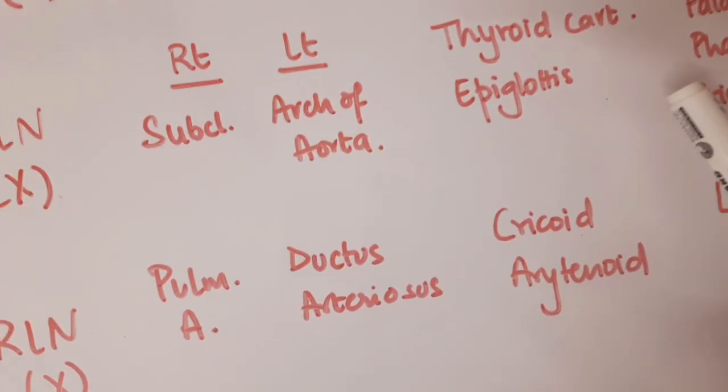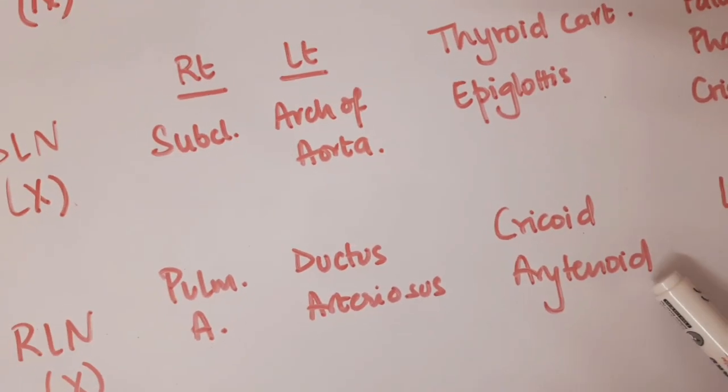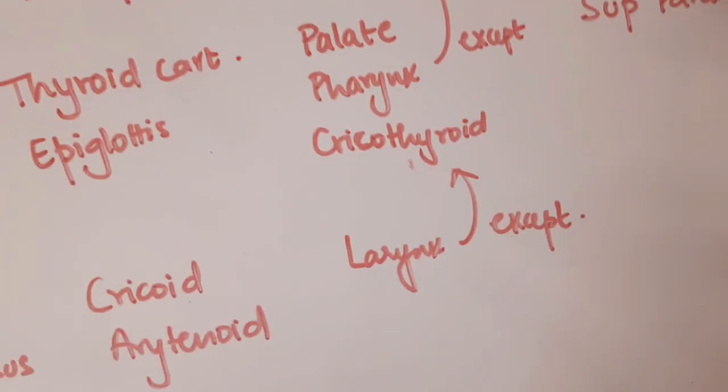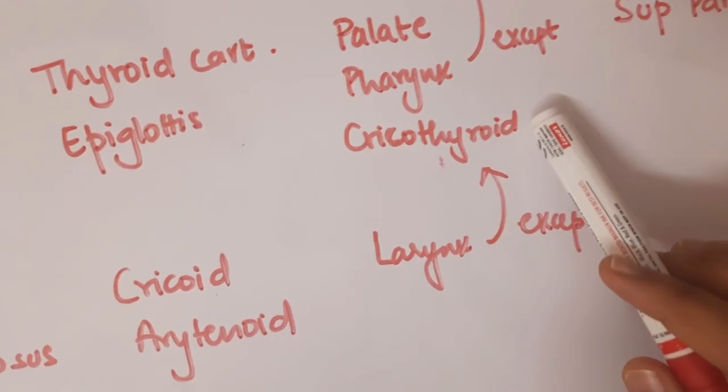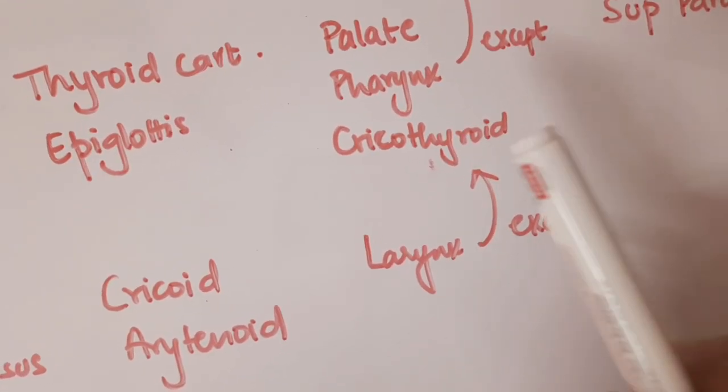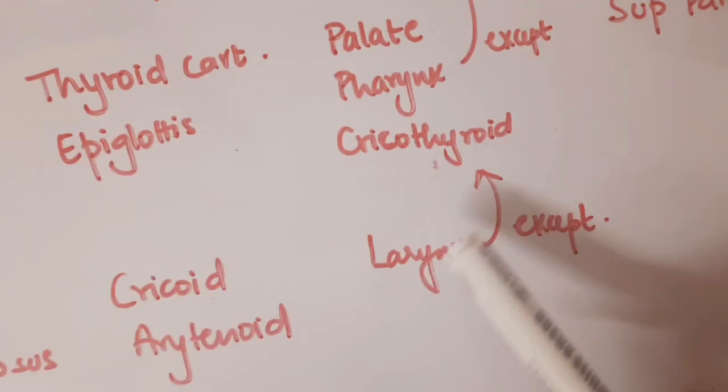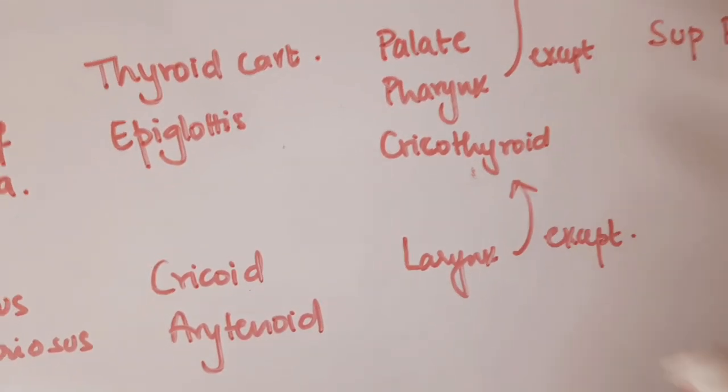Then in the skeletal elements, we have the cricoid and arytenoid cartilages. In the muscles, we have all the muscles of the larynx except the cricothyroid muscle, which we know comes under the fourth arch. So all the muscles of the larynx except the cricothyroid muscle.